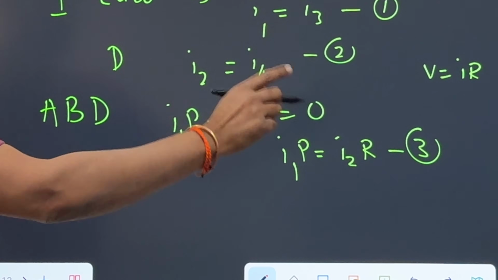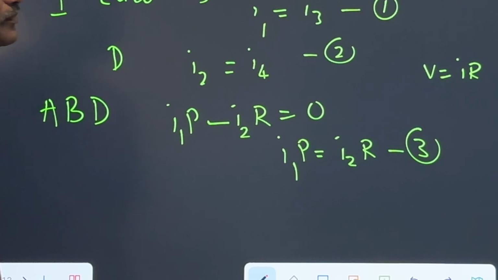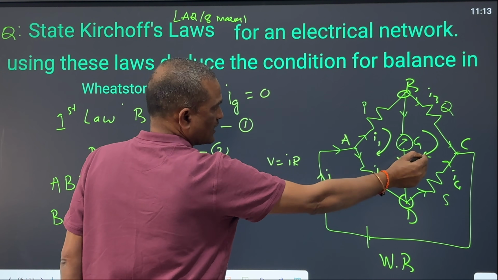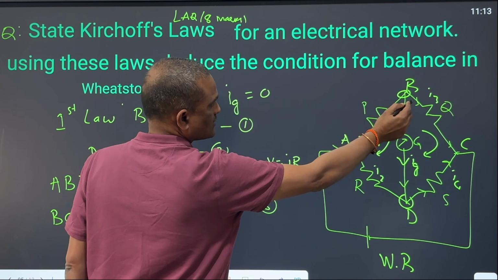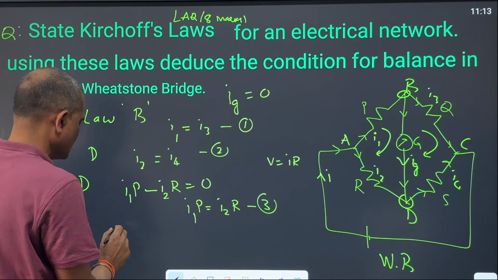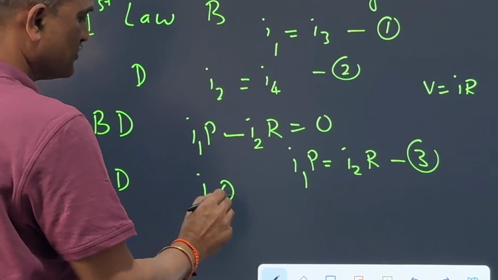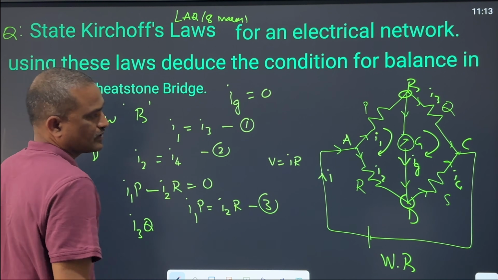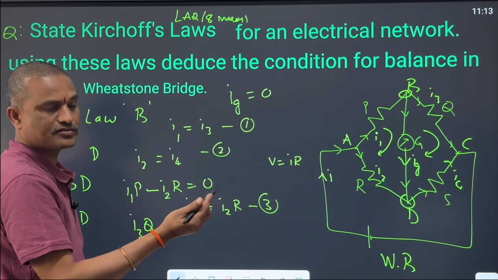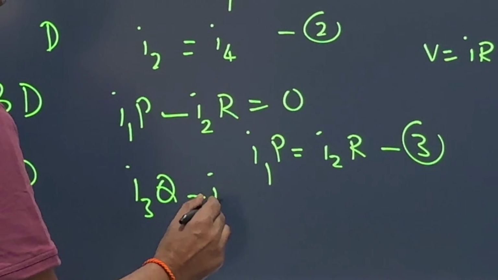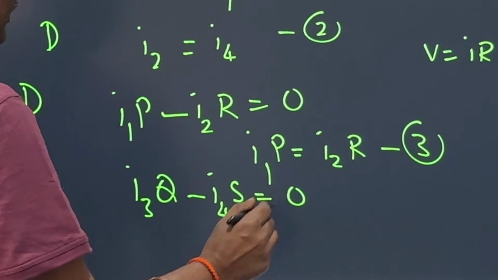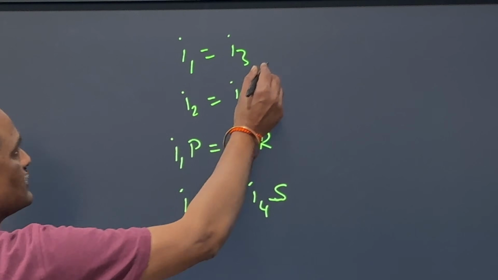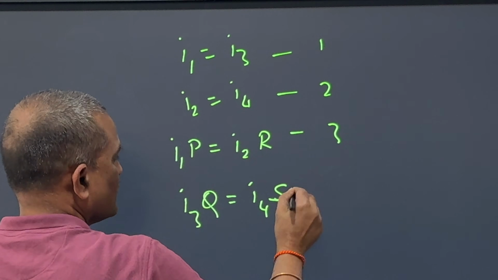Now I apply Kirchhoff's voltage law to the second closed loop, that is BCD. You are going in the same direction, that is the clockwise direction. Current is also going in the same direction, so that is positive, I3Q. And while coming back, the directions are opposite, the chosen direction and the actual current direction. So this is minus I4S is equal to 0. Right, I3Q is equal to I4S. So these are equations 1, 2, 3, 4.